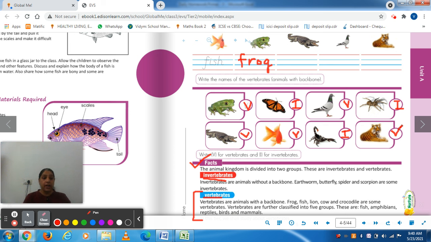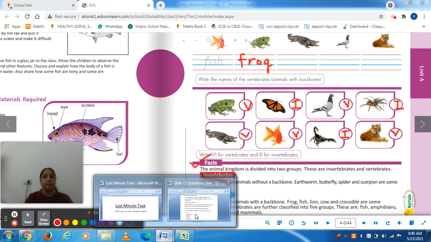Now children, from the school side, we have provided you some notebooks. One notebook is of EVS. Which is that notebook? The notebook which is one side plain and the other side lines. We call it interleaf notebook. So open that notebook and write these question answers quickly.